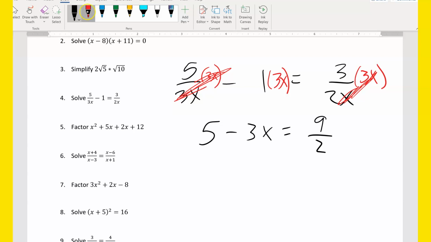So now, the easiest thing might be to just multiply everything by 2 to get that 2 off the bottom. So I multiply this by 2 to get that 2 off the bottom. Multiply this by 2. Multiply this by 2 as well. So that cancels that out. So that leaves me with 5 times 2 is 10.